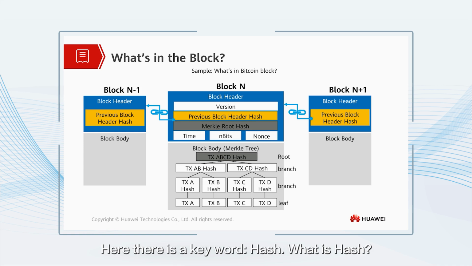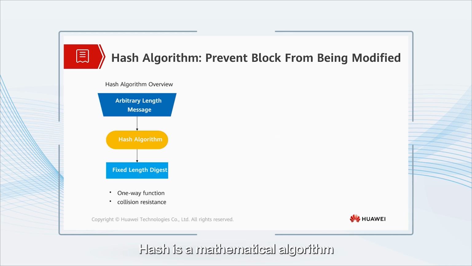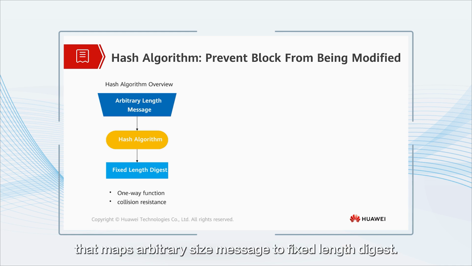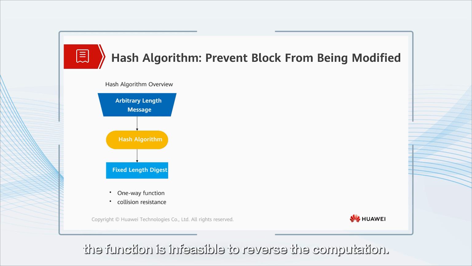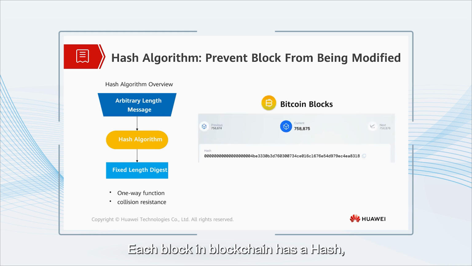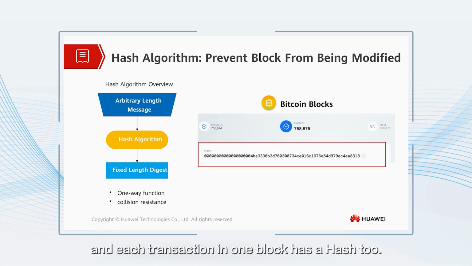Here there is a keyword, hash. What is hash? Hash is a mathematical algorithm that maps arbitrary size message to fixed length digest. It's a one-way function. That means the function is infeasible to reverse computation. One message input has only one unique digest output, but you cannot guess the input just from the output. It's collision resistant. Each block in blockchain has a hash, and each transaction in one block has a hash too.